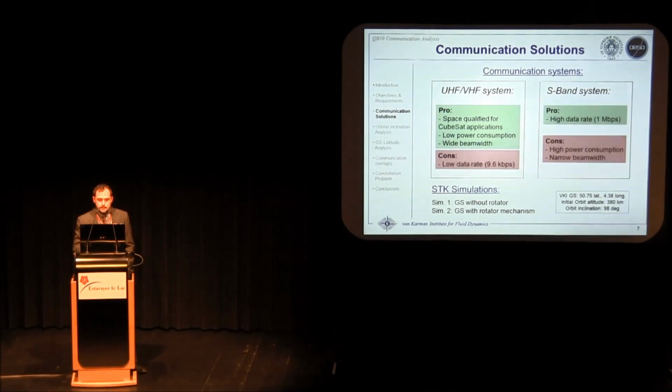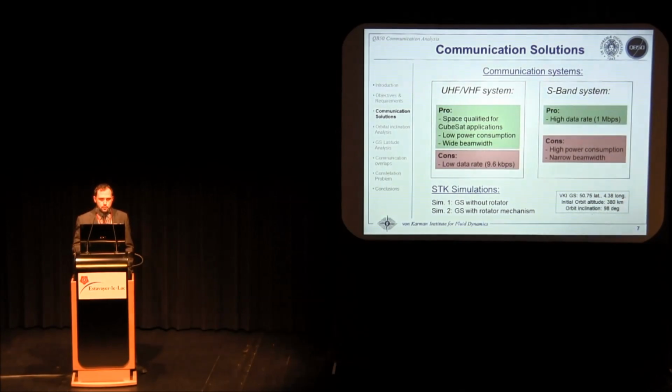And here we can see the advantages and the disadvantages of the 2 systems. UHF-VHF system has good points like the low power consumption, and it is very high space qualified for CubeSat application. But it has also a very low data rate with respect to other systems like the S-band that has a very good data rate, but it has also a very high power consumption and a narrow beamwidth.